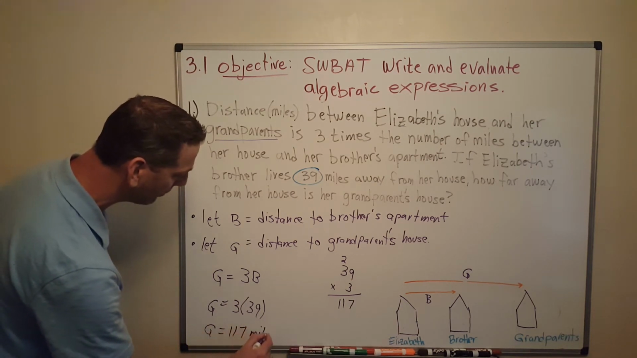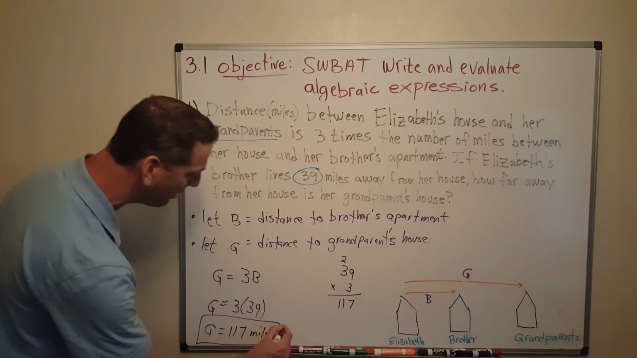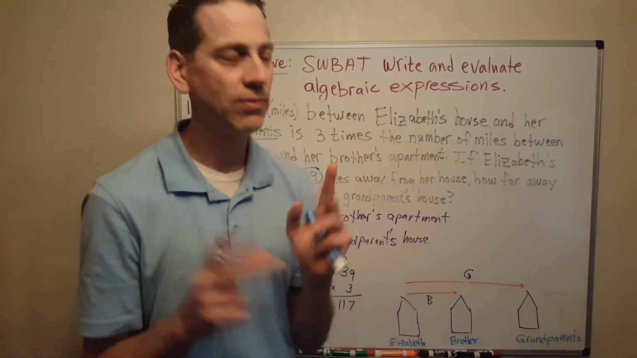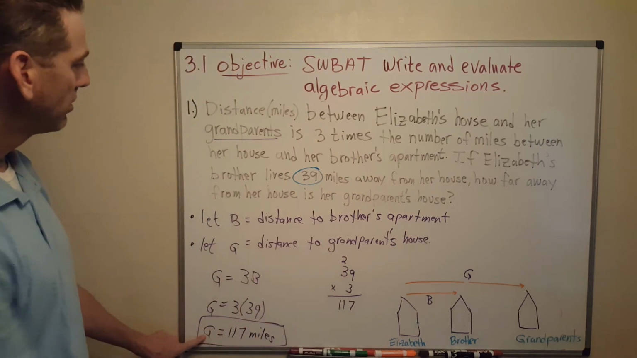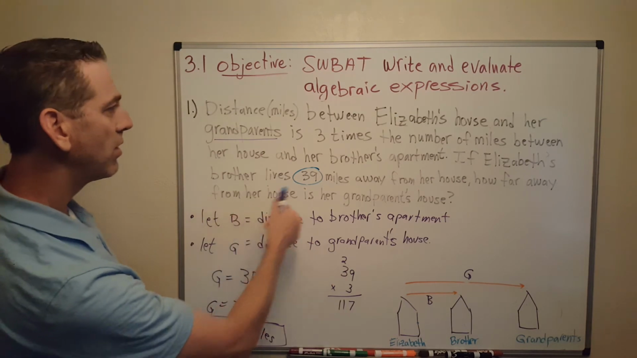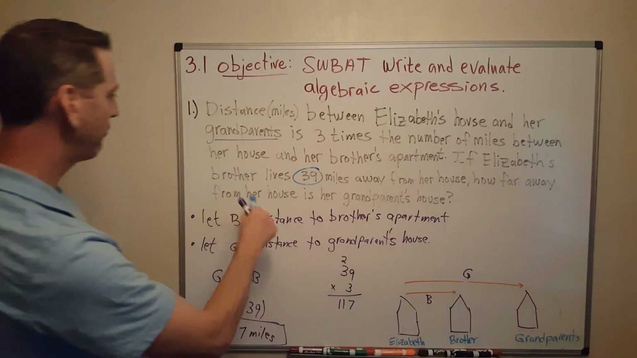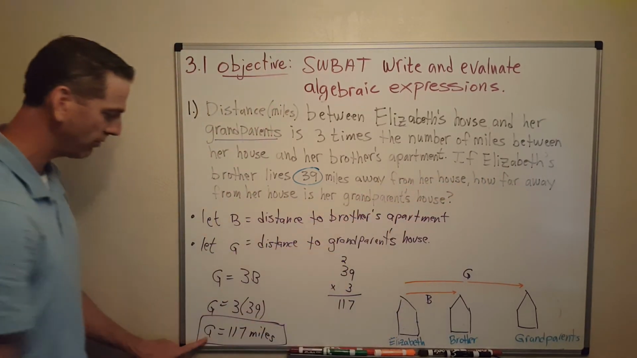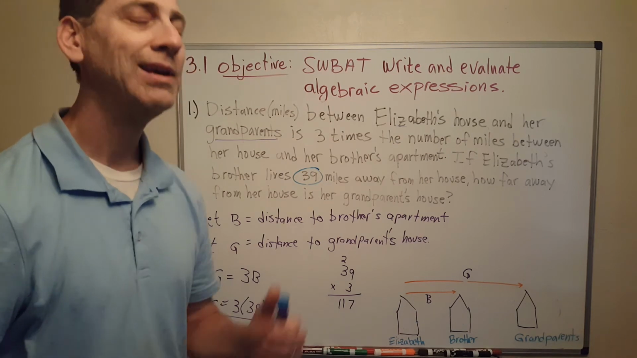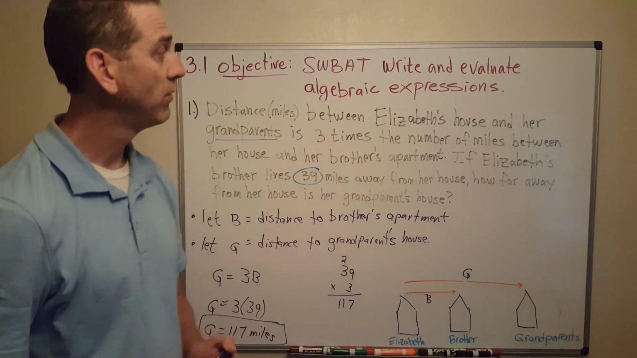117 miles. Now, it's very important that you always check for, there's 2 things. Did I answer the question? The question is, how far away from her house is her grandparents' house? Yes, I found that. I found the distance to her grandma's house. The second thing you need to know is, is my answer reasonable?